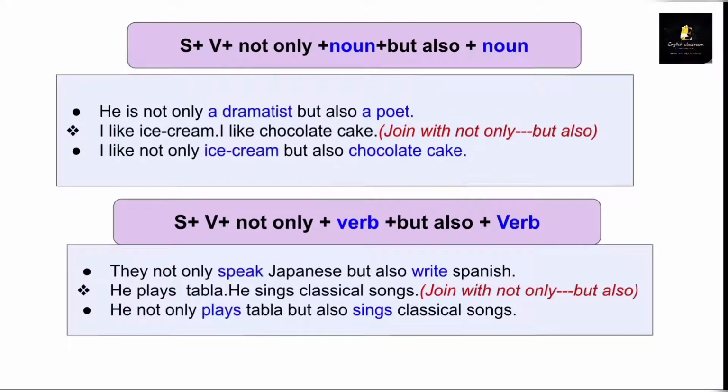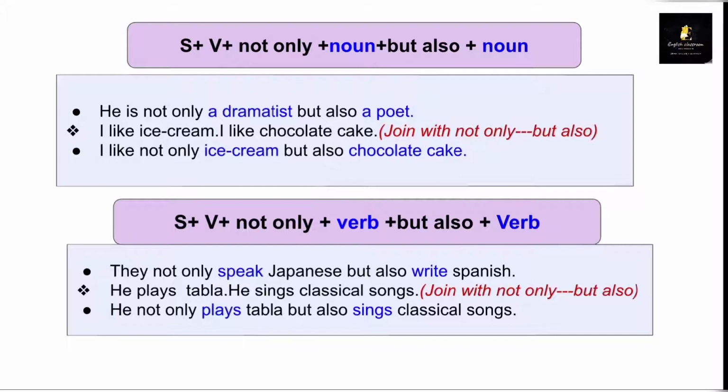We can join two nouns with the help of not only but also. He is not only a dramatist but also a poet. Here a dramatist and a poet, these are your two nouns and these two nouns are joined by not only but also. What kind of question will be asked in the examination?